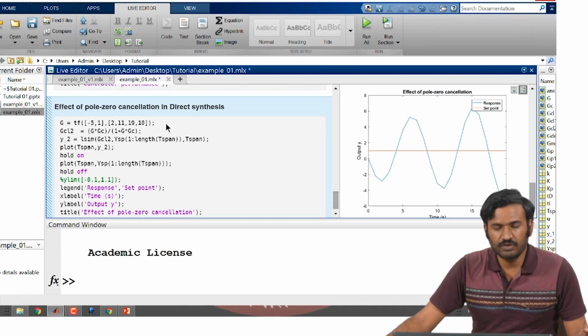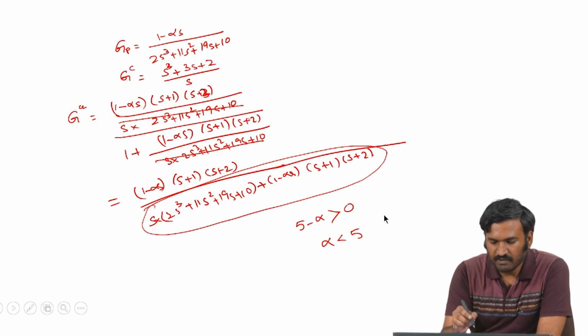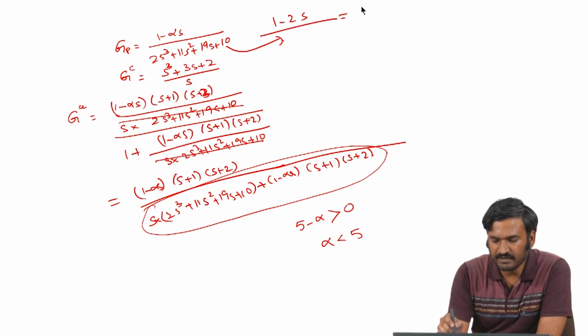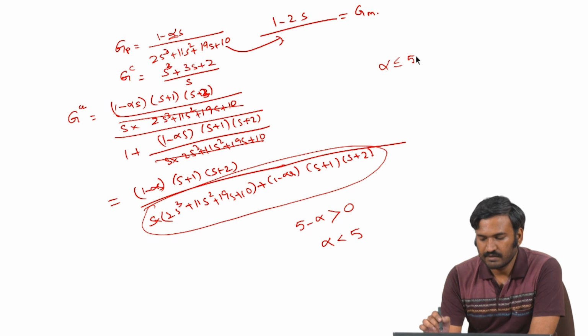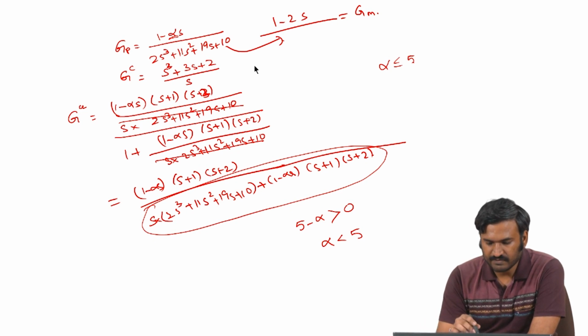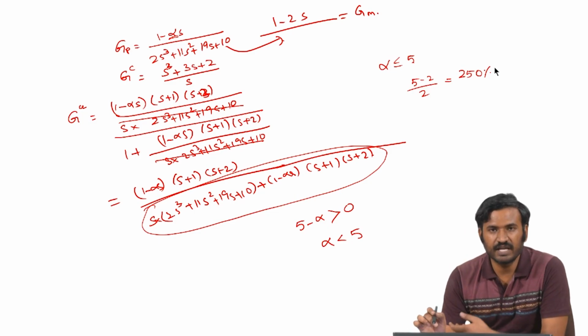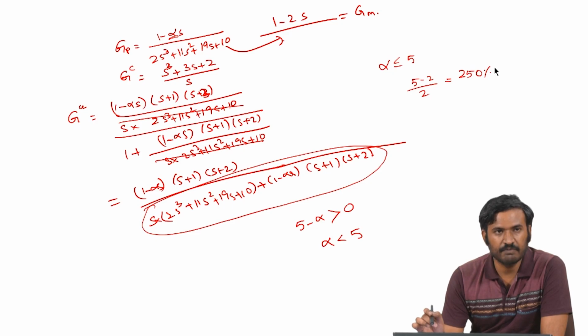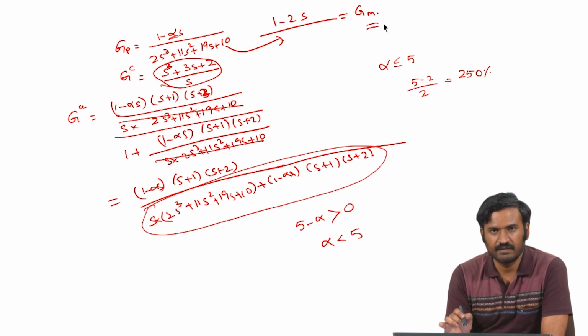So we have used 1 minus 2s divided by the same denominator as the model. Now we have found out that alpha can take any value between 0 and 5. So because of that, we can say the tolerance of this controller is like 5 minus 2 divided by 2, which is like 250% of the original value. So even if the model which we have identified is 250% worse than the actual process, this controller which we have found out using this model is still valid and it can be applied for controlling.